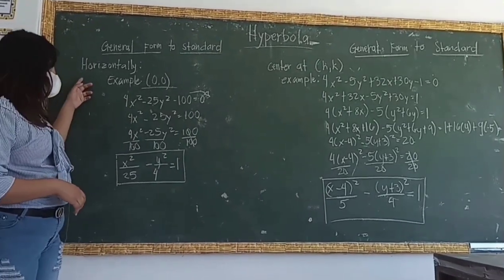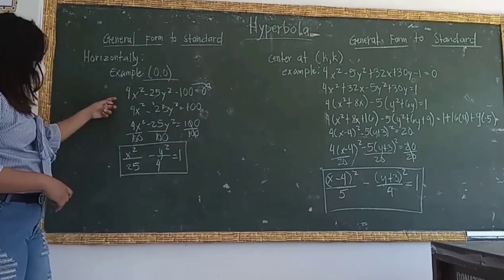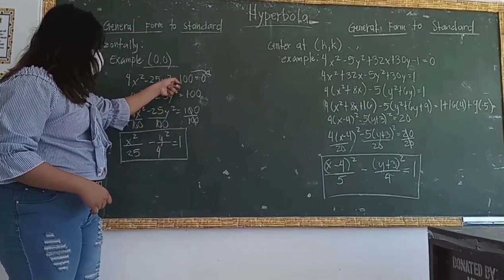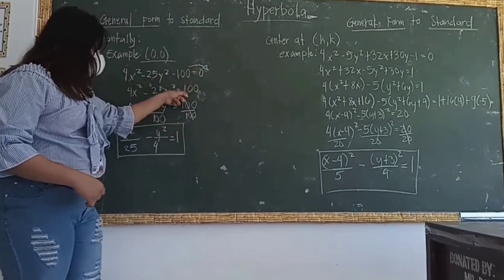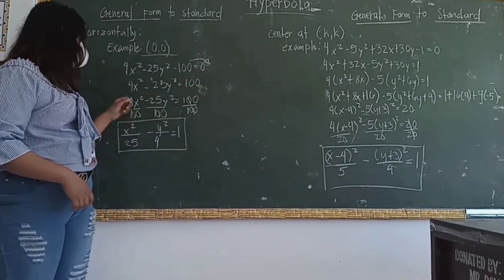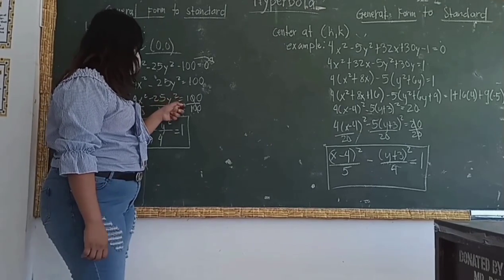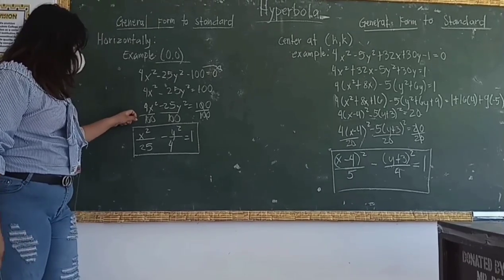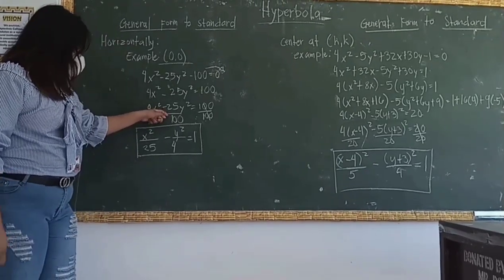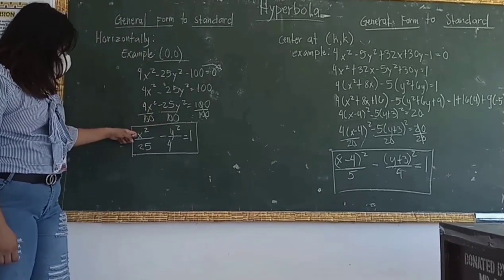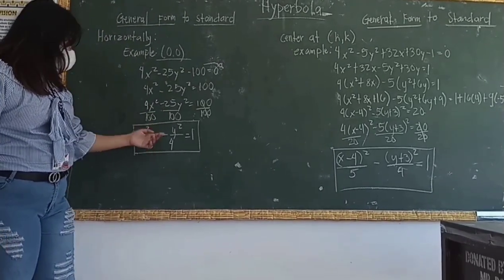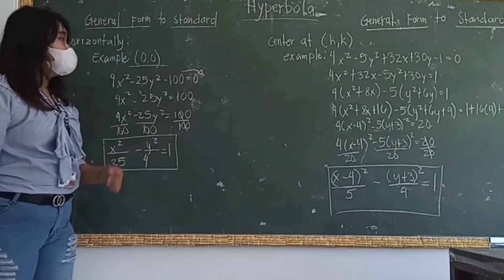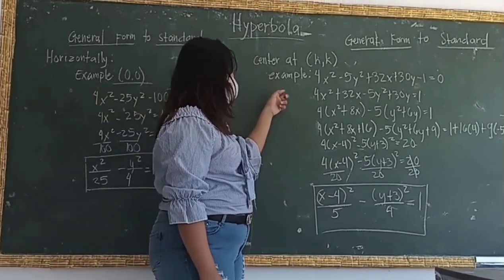This is horizontal and the center is at the origin. 4x squared minus 25y squared is equal to 100. We transpose negative 100 to the other side, so it will be positive 100. 4x squared minus 25y squared is equal to 100, then divide by itself. And 4x squared divided by 100 minus 25y squared divided by 100 is x squared over 25 minus y squared over 4, so it equals 1. Then let's proceed to the center at h and k.